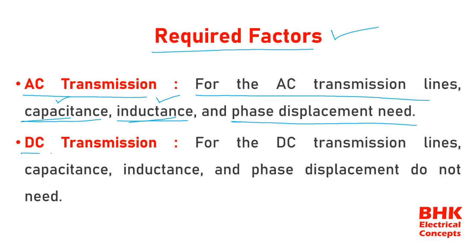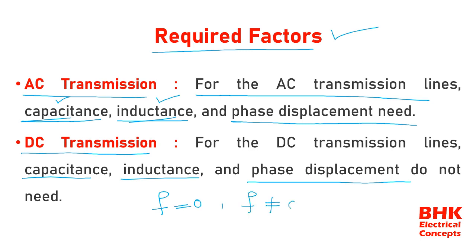But in the DC transmission system, the capacitance value, inductance value and phase displacement are not going to be present, because in a DC system the frequency is equal to 0, but in an AC system the frequency is not equal to 0. Due to this frequency, capacitance and inductance are not present in a DC system. But in an AC system the frequency is equal to 50 Hertz. This is the reason why capacitance and inductance are present in an AC system.